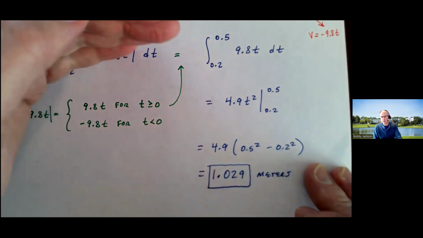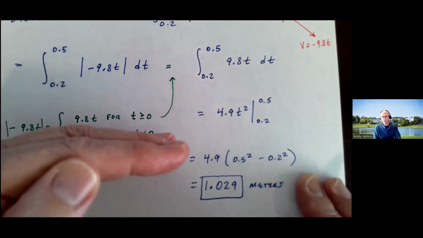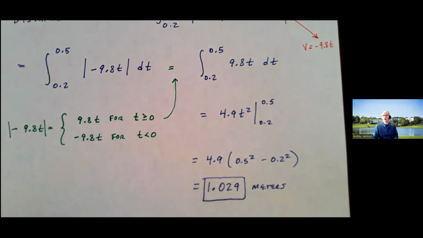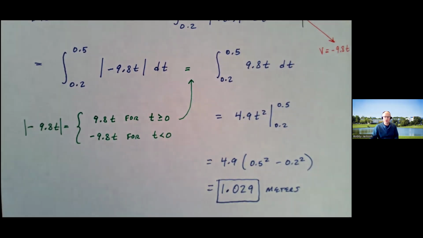So, from time 0.2, wherever height it was, by the time we get to 0.5, it's down 1.029 meters. Okay, so no cats were hurt in doing this problem, and I hope this helps.